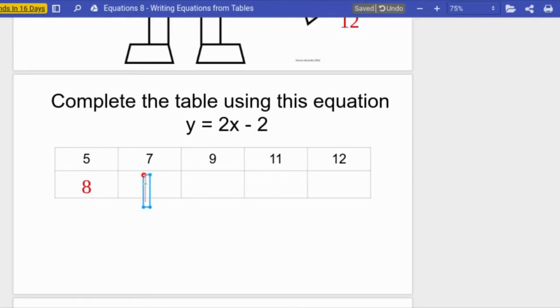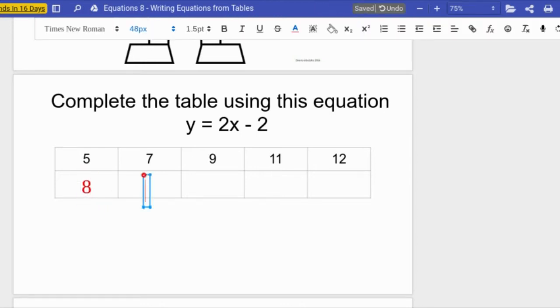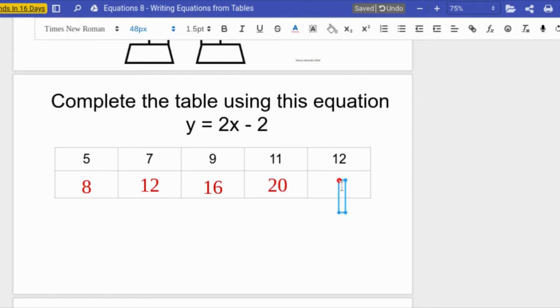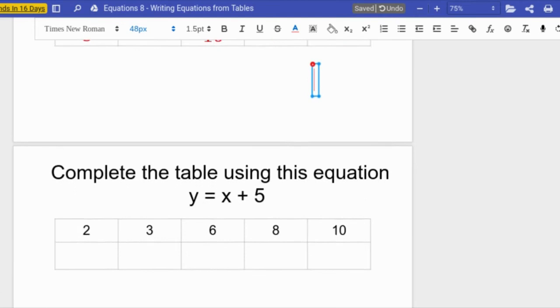If I put 7 in, 2 times 7 is 14, minus 2 is 12. If I put 9 in, 2 times 9 is 18, minus 2 is 16. If I put 11 in, 2 times 11 is 22, minus 2 is 20. And if I put 12 in, 2 times 12 is 24, minus 2 is 22.